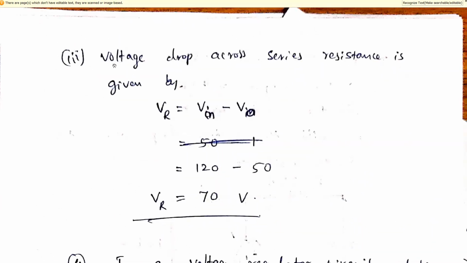Next, third one, you have to calculate the voltage drop across the series resistance. That is given by VR is equal to input voltage minus output voltage. Whatever input you are given and whatever output is taken, the remaining voltage will drop across that series resistance. The input voltage here is 120 volt and the output voltage is 50 volt. So 120 minus 50 is 70 volt. That is the voltage drop across the series resistance. So this is another problem on Zener diode as a voltage regulator.